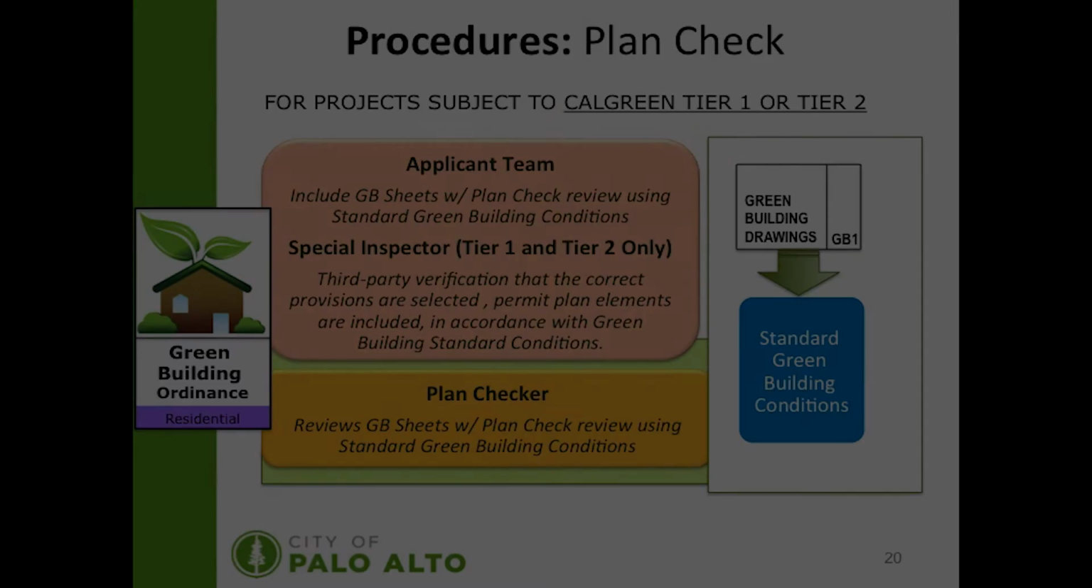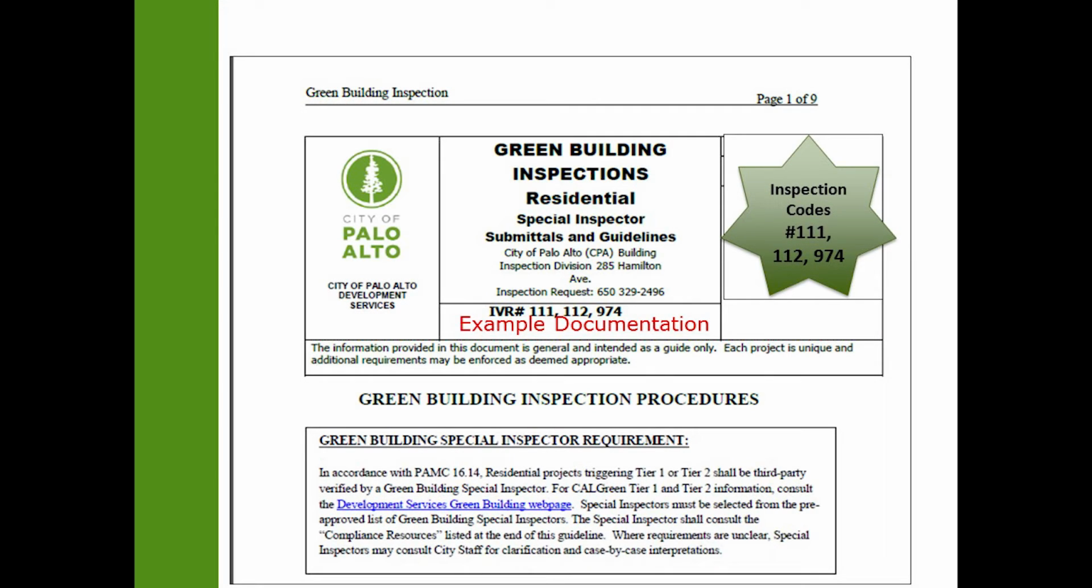This document is the Green Building Inspection Residential Guideline. So this guideline includes requirements for the beginning of construction all the way through the end and occupancy. And I'll highlight the inspection codes are IVR 111, 112, and 974.